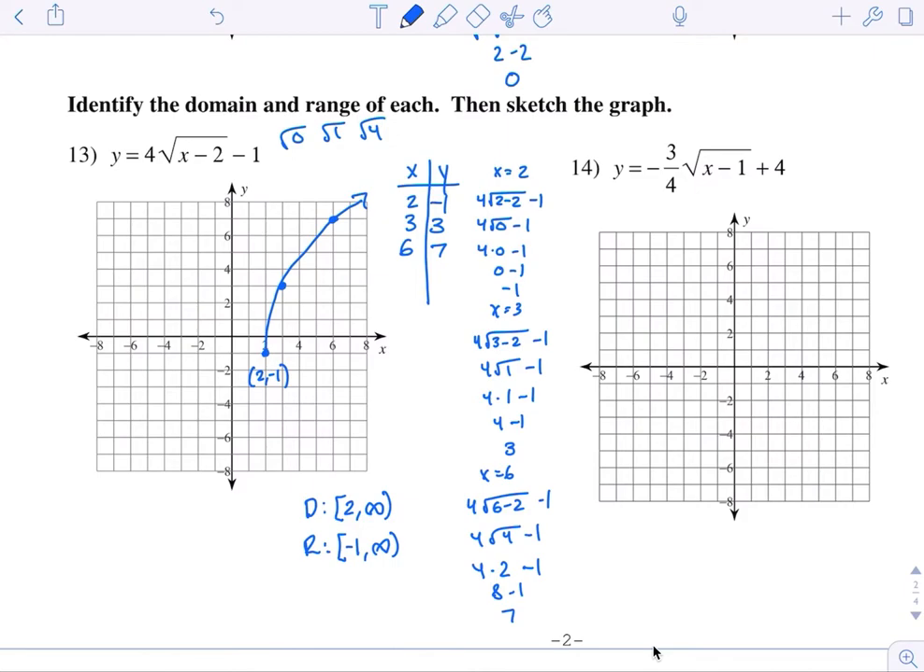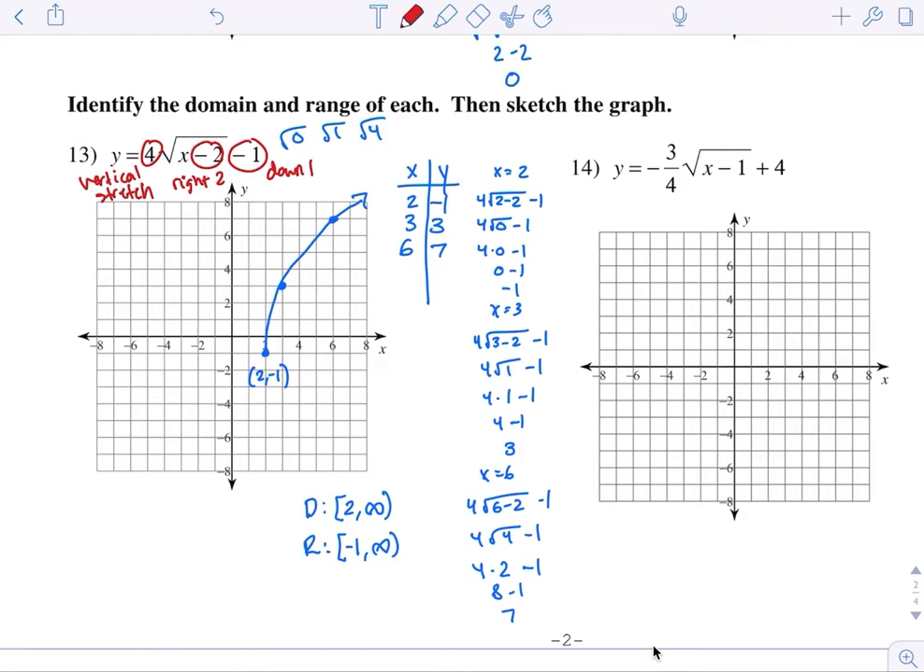Now, if you use your transformations, this is down 1, this is right 2, and this is a vertical stretch. So you know your graph is going to get skinnier from the parent function. It's going to move right 2 and it's going to move down 1.